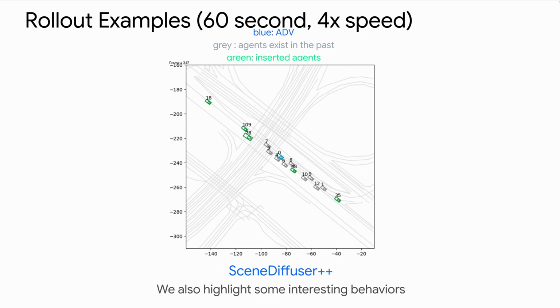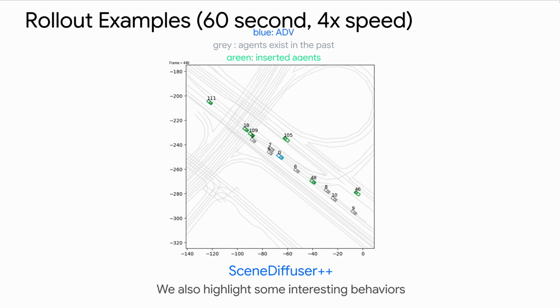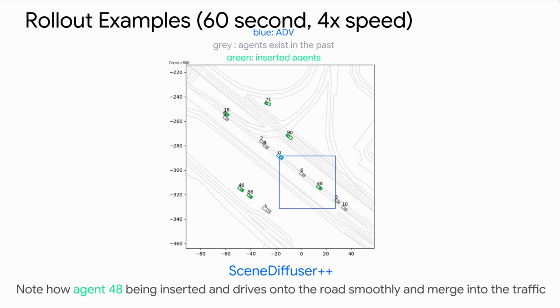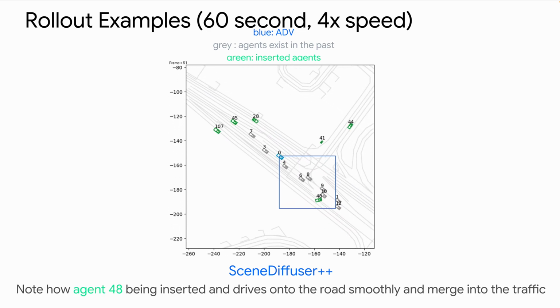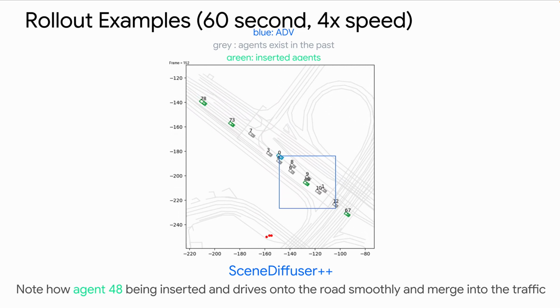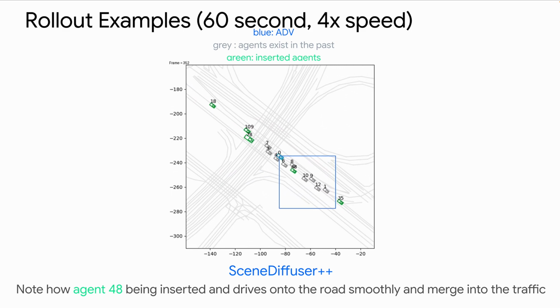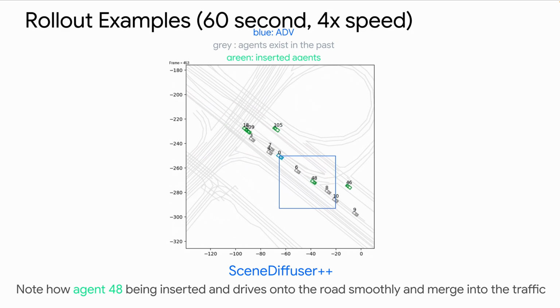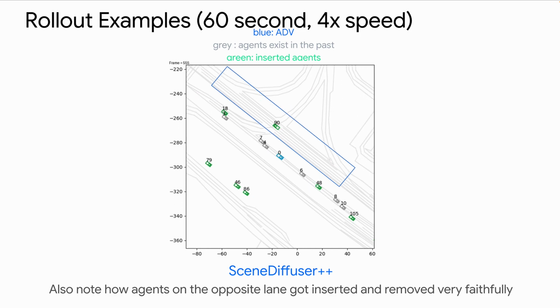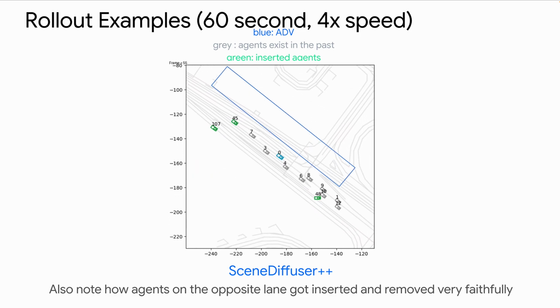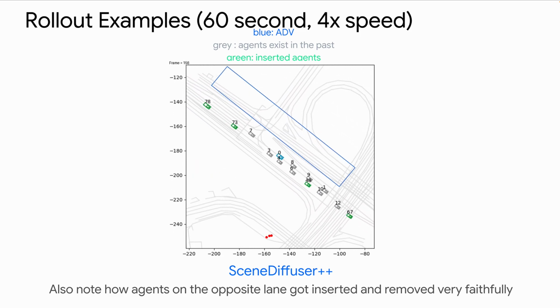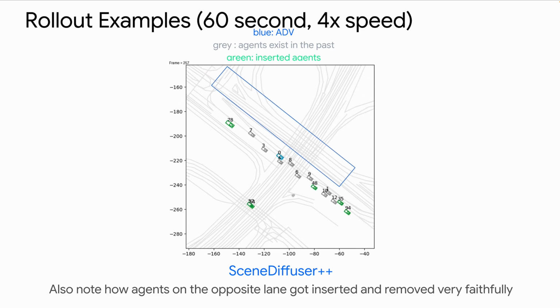We also highlight some interesting behaviors that we found with SceneDiffuser++. Note how, in this example, Agent 48 is first inserted from the parking lot and then drives smoothly to merge into moving traffic. Also note that agents on the opposite lane got inserted and removed faithfully as they come out of view.